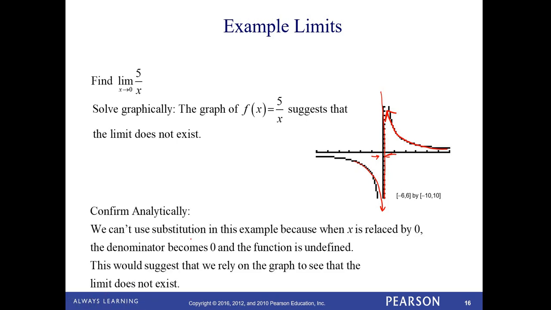Analytically, we can't use substitution because when x is replaced by 0, the denominator becomes 0 and the function is undefined. So what we're saying here is if there is a vertical asymptote, there is no limit at that particular point.